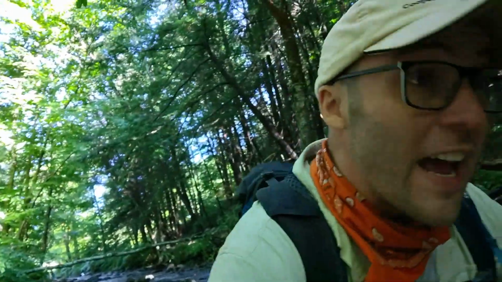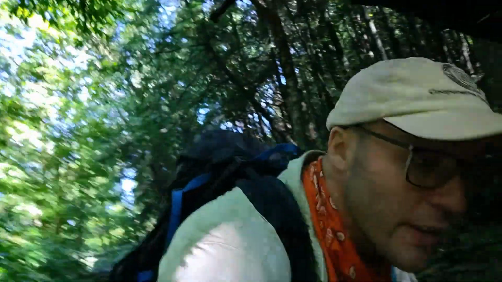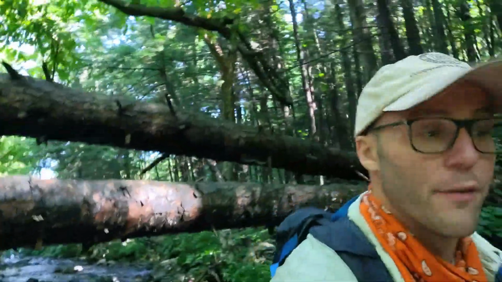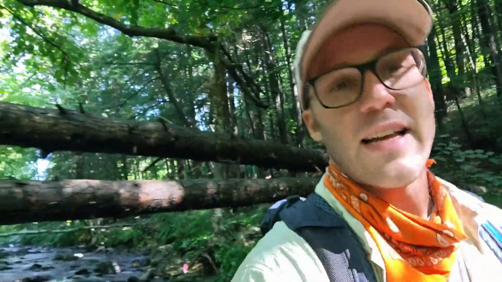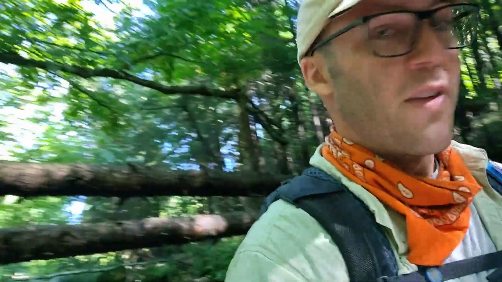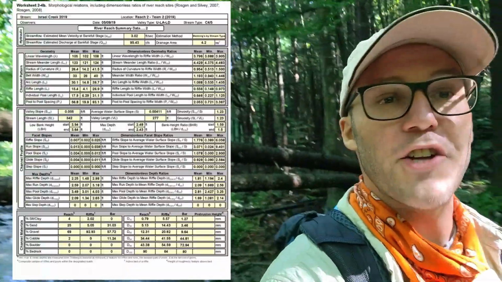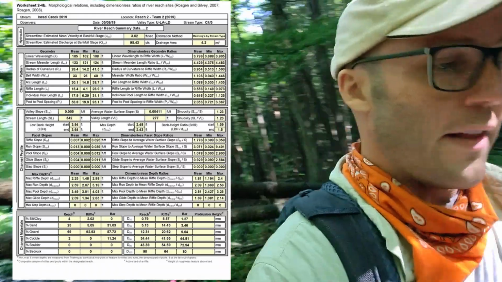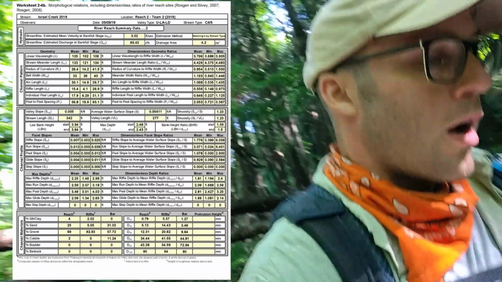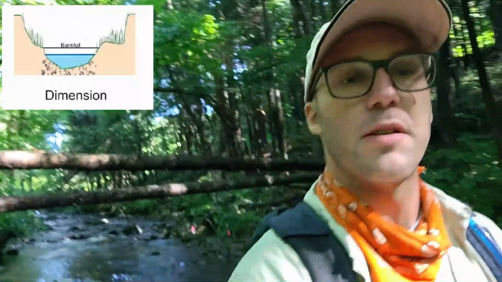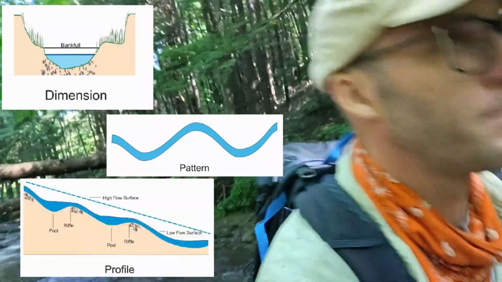survey. Now, a reference reach is a naturally occurring, stable length of stream. And a reference reach survey is a detailed analysis of that stream. And I mean detailed. There are over 67 measurements and ratios that are calculated. And these measurements and ratios try to understand the stream's dimension, pattern, and profile.